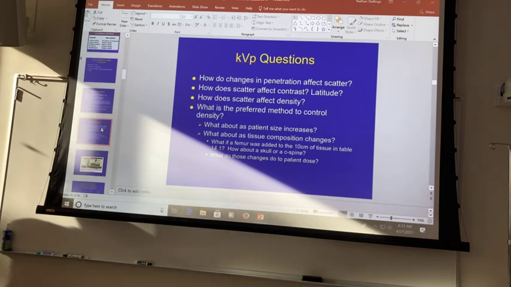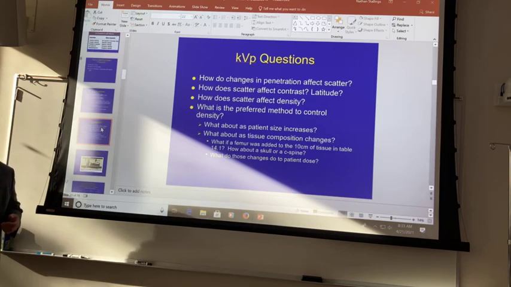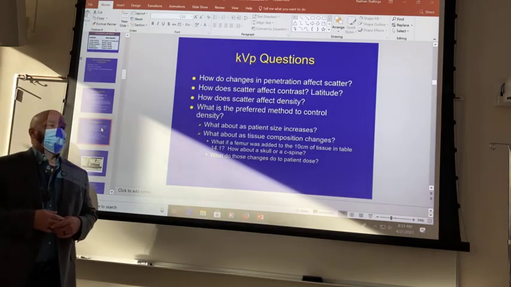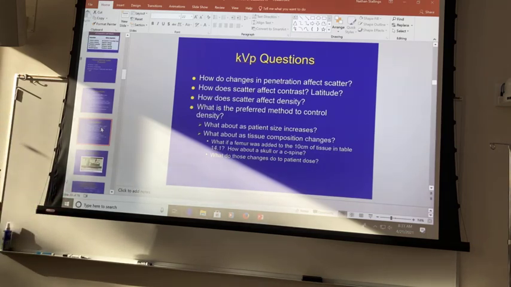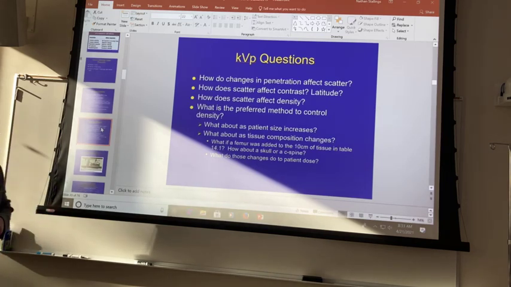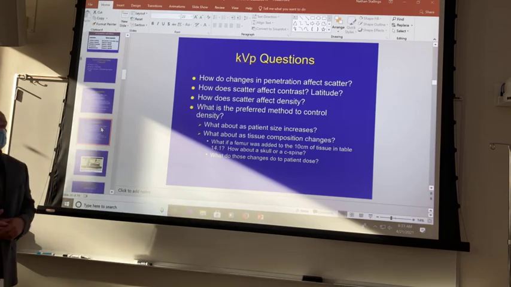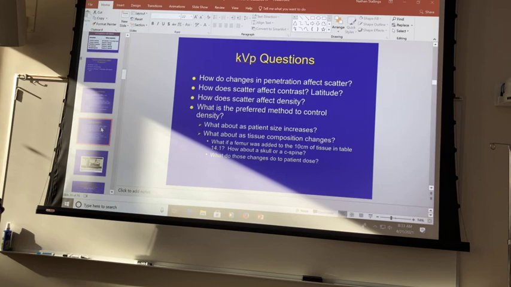So how do changes in kVp, or changes in penetration, affect scatter? As kVp goes up, penetration goes up, and scatter goes up. And how do they affect contrast? Realistically, they don't. Again, your computer algorithm is what controls your contrast. If you get to a point where you've penetrated everything with equal intensity, then theoretically it could affect your contrast, but you're talking about kVp levels we don't use in diagnostic imaging. So it really doesn't affect your contrast that much at all.